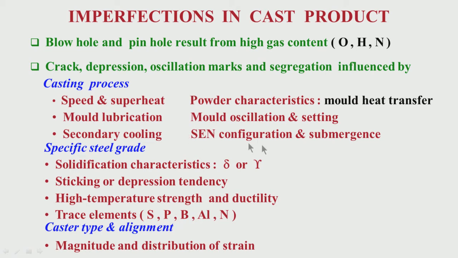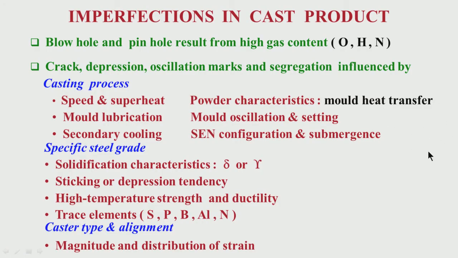Now, another important is, I have discussed a bit of it, sub-entry nozzle configuration and submergence. I have mentioned that liquid steel is coming down from tundish to mold through sub-entry nozzle, a refractory nozzle we call sub-entry nozzle. What is the configuration? Configuration means how it is coming out, what is the port size, what is the shape, whether it is circular or it is elliptical, what is the angle of the port, whether the steel will come out horizontally or at an angle, to the top or the bottom, what is the angle, that is important.